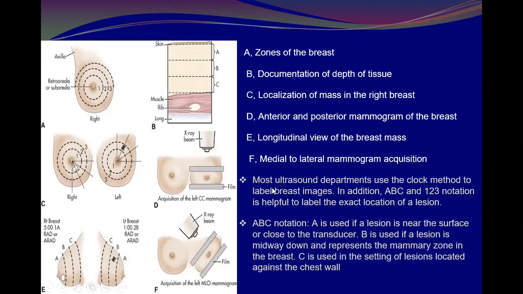Most ultrasound departments use the clock method to label their lesions, along with the ABC depths and 1, 2, 3 annotations, which help give the exact lesion location. Sometimes it is needed to understand exactly where the lesion is. This is helpful if they would like to take a biopsy or correlate with other modalities, especially in multiple lesions.